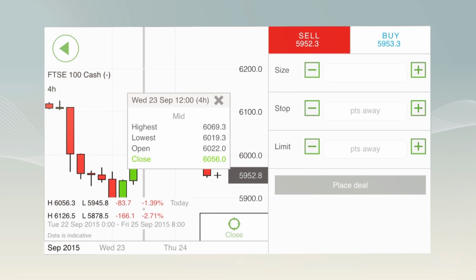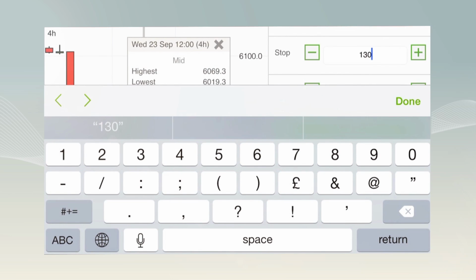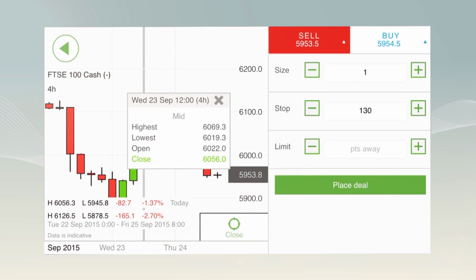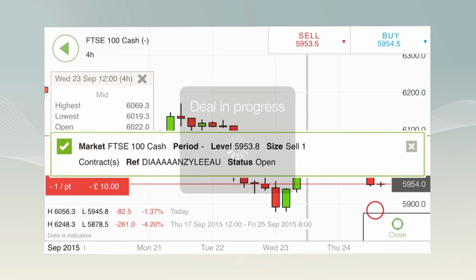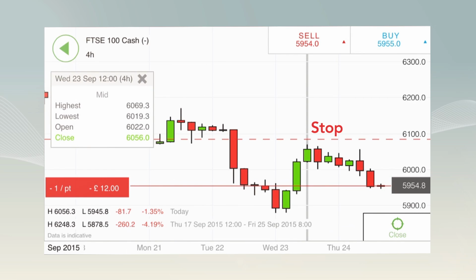For me to sell that, I'm going to open a position with a contract size of 1, and I'm going to place my stop loss 130 points higher than current price. As the market moves in your favour, it's important to know that you can move your stop loss as you go along. So as the market moves lower, I'm going to hopefully place my stop loss lower each time we create a new area of resistance.